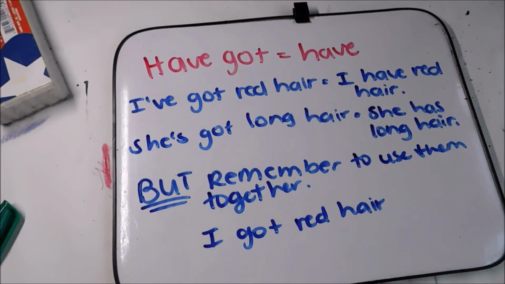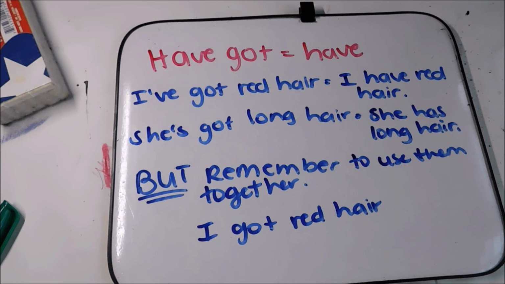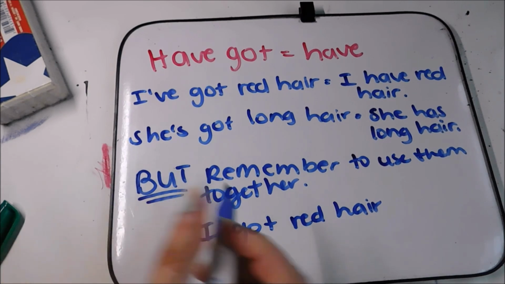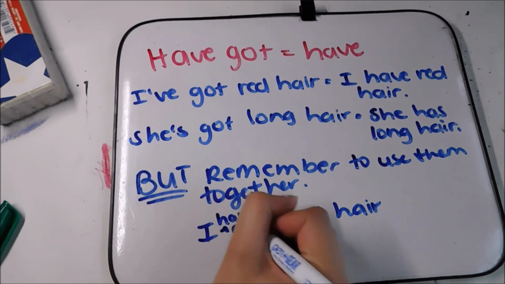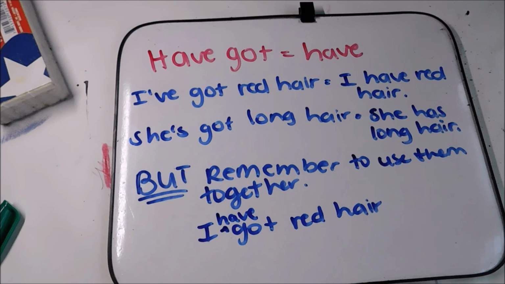Have got is a verb that means the same exact thing as have. For example, if I say I've got red hair, it means the same thing as I have red hair. If I say she's got long hair, it means the same thing as she has long hair. But you have to remember to use them together. You can't say just I got red hair. You have to put them next to each other. I have got red hair or only have.